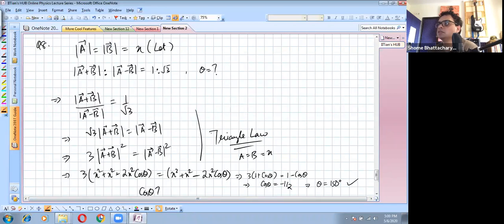Oh, sorry, my mistake. This is wrong. Okay, this means that theta is 180 minus cos inverse half. So cos inverse half is how much? 60. So my mistake. This is 180 minus 60. So it should be 120 degrees.